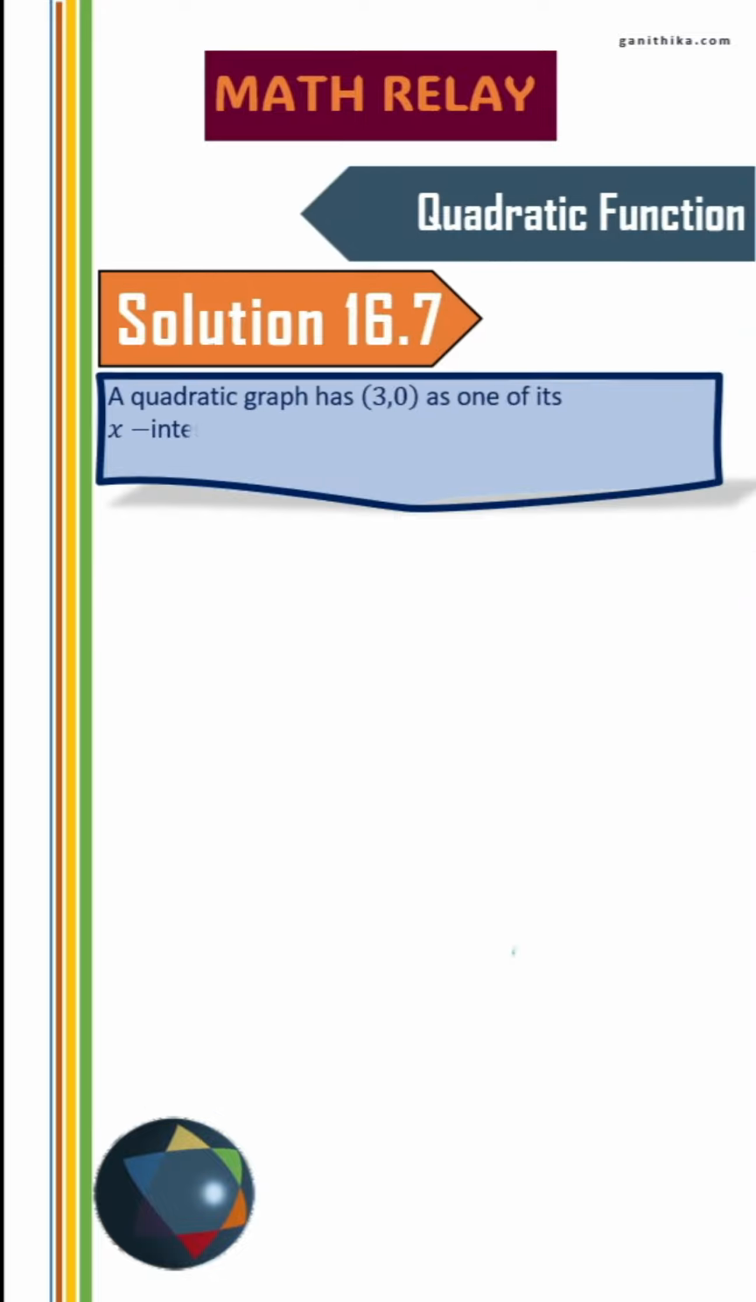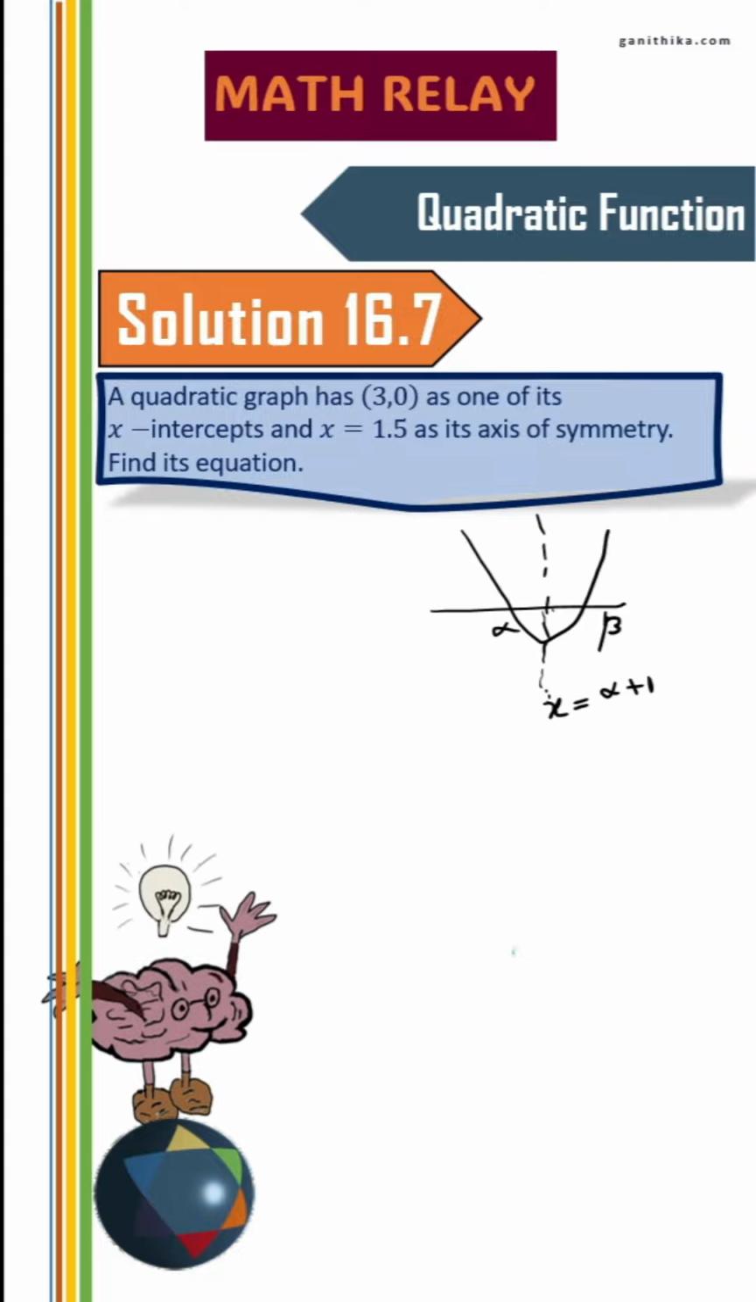Solution to 16.7 on quadratic functions. This is the question given. Quadratic graph has (3, 0) as one of its x-intercepts, and x = 1.5 is the axis of symmetry. So the graph looks like this.